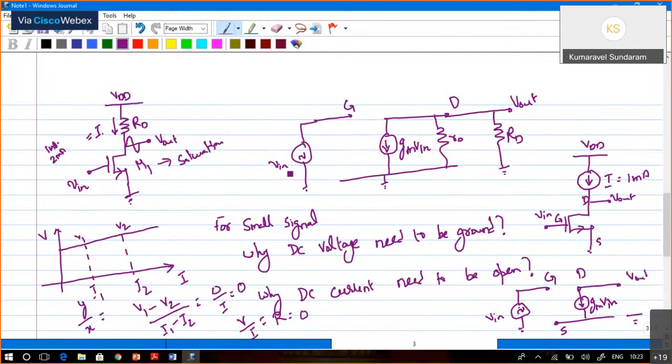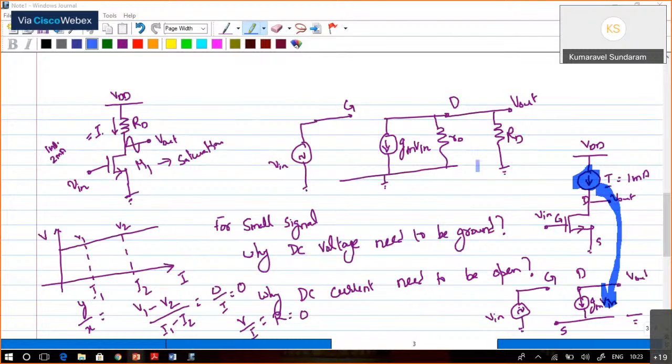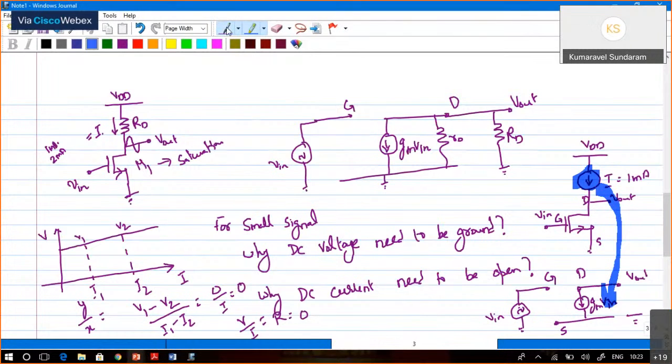If you observe here, this current source is left open. It will not be connected. Do you agree with me? Yes, sir. Okay, so that's why we make the DC sources ground or open circuit.